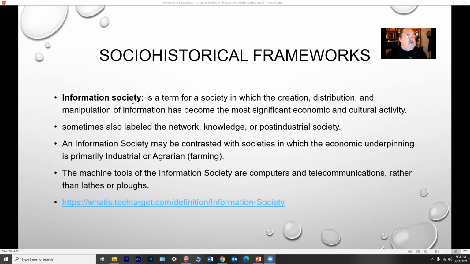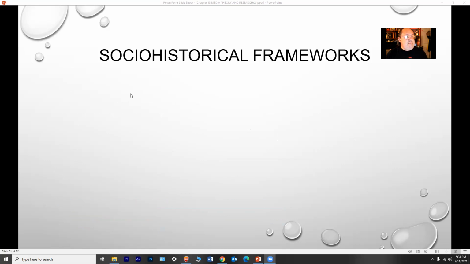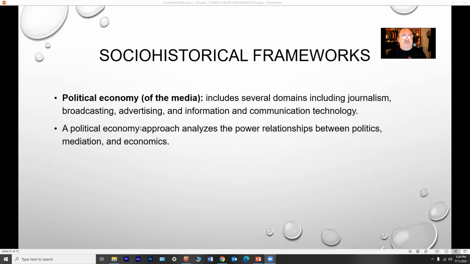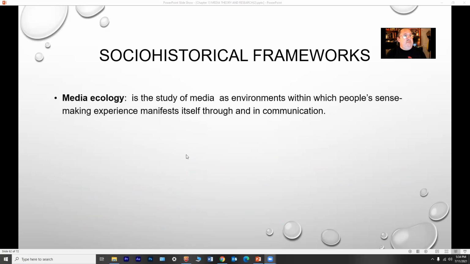So you can argue if we've become this total information society or not. Because see, you're sitting there looking at your phones all the time. There's a lot of folks that don't. And there are other generations. The political economy of the media includes several domains, including journalism, broadcasting, ads, information, communication technology. A political economy approach analyzes the power relationships between politics, mediation, and economics. Just giving you some socio-historic frameworks here.